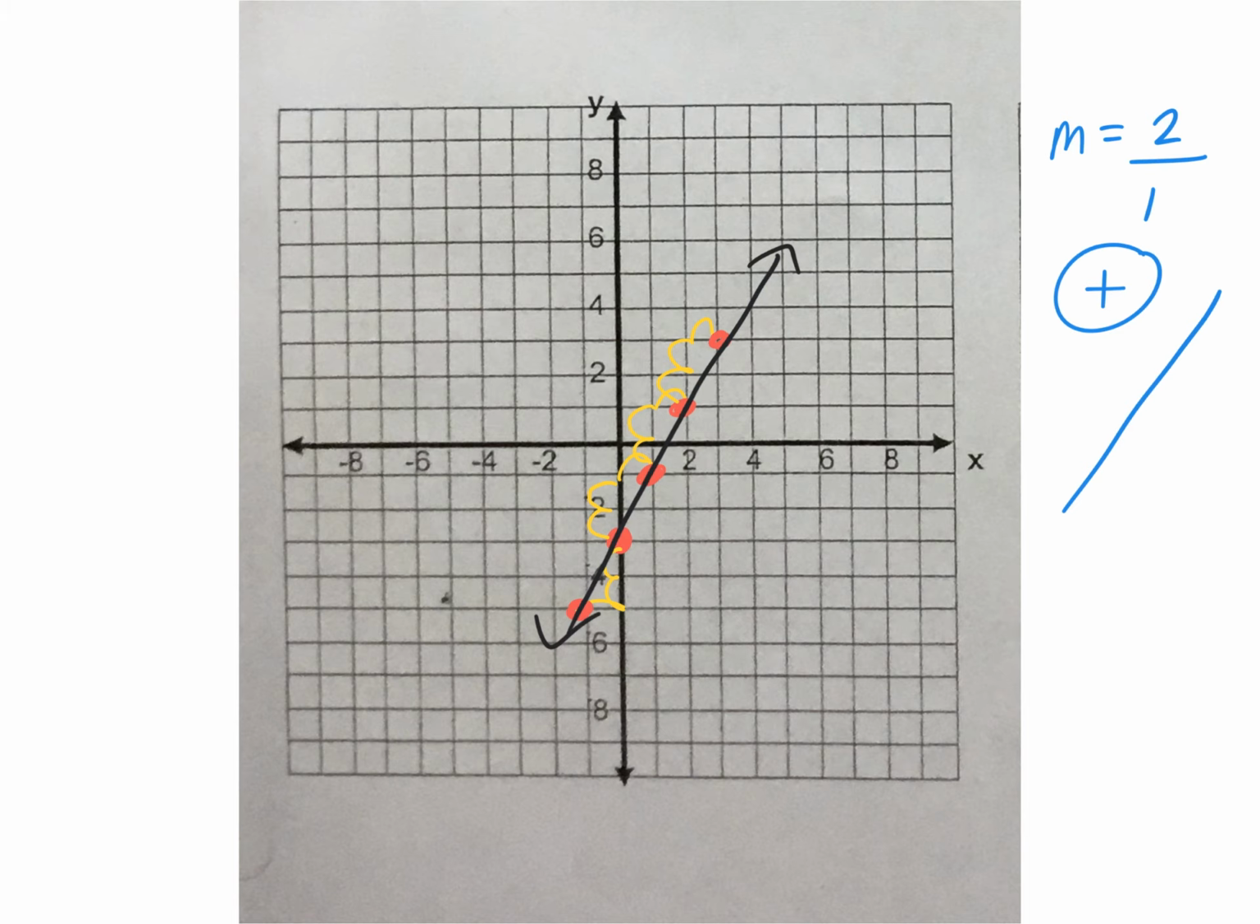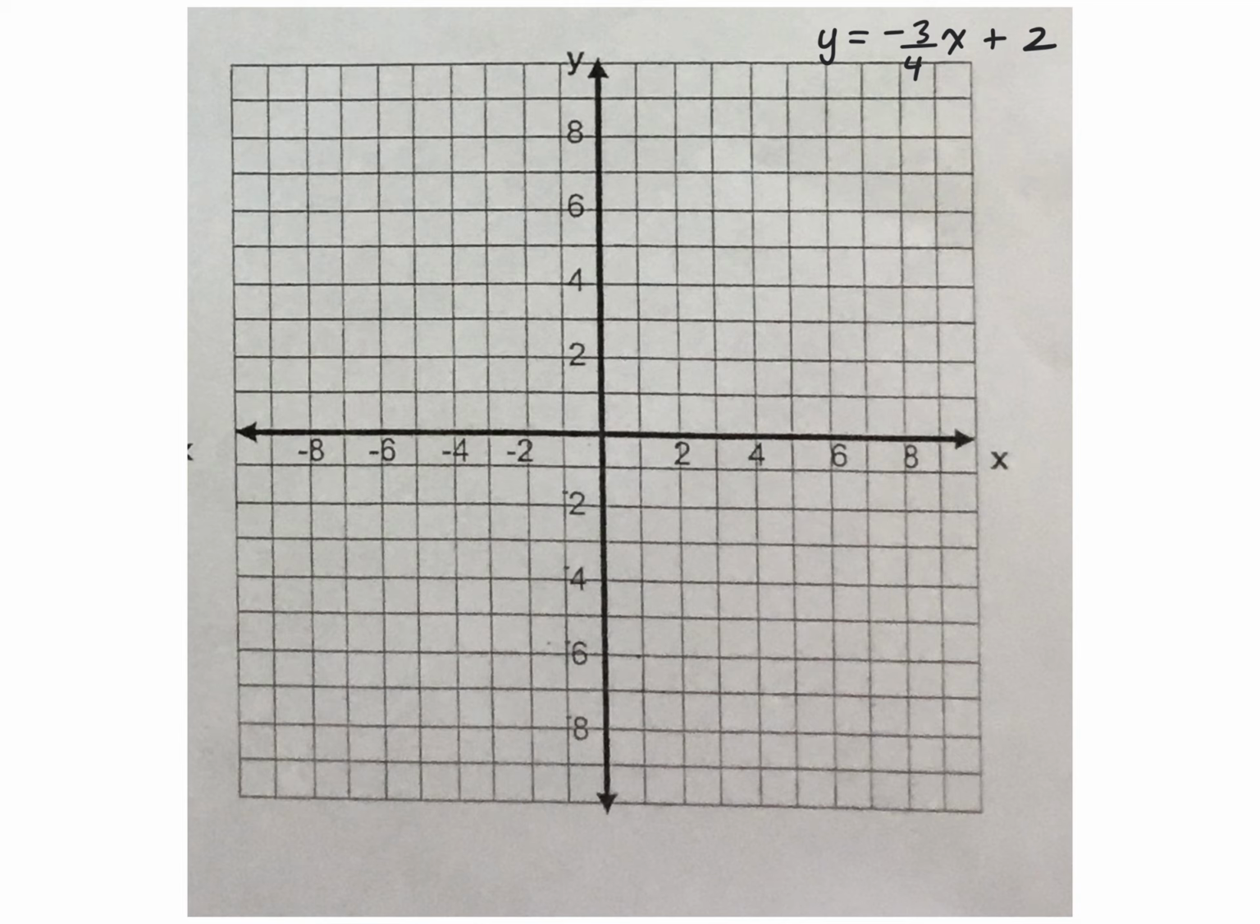Here's my line. So the first thing you need to do is figure out what is the y-intercept. That's your starting point. What's b? What's the y-intercept? 2. So I know that I have to plot the point at 0, 2. That is my starting point. The line will hit that point. What is the slope? -3 over 4.